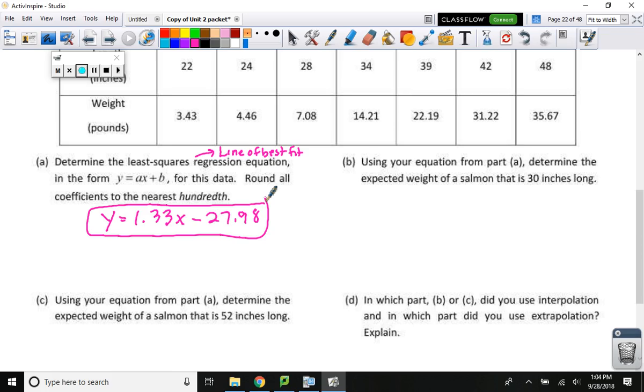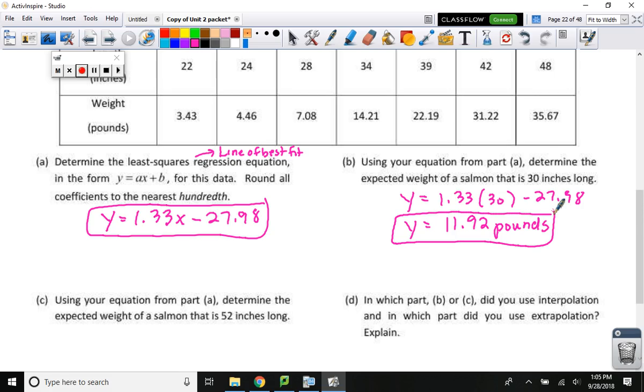Using the equation for part A, determine the expected weights. All right, so all I've got to do is look at my chart. The expected weight is the y value, and 30 inches is the length. So y equals 1.33 times 30, minus 27.98. And if I type that on my calculator, you should have gotten 11.92 pounds.